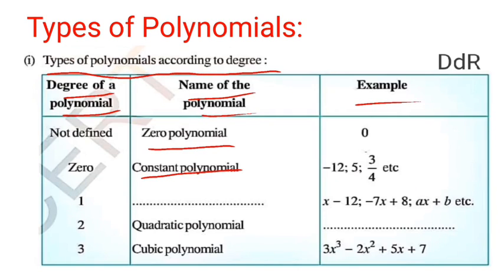Next, constant polynomial. What is a constant polynomial? All constant numbers are called constant polynomials. And what is its degree? 0 is the degree of a constant polynomial.